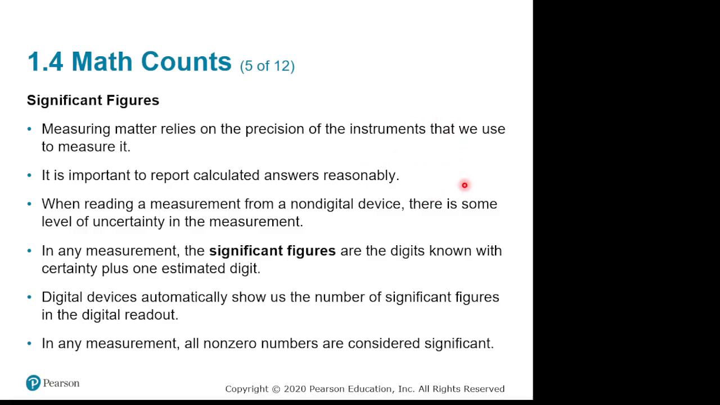So it's important to report calculated answers reasonably. If I report, I think I have $1,000 in my account. Should I spend $1,000? Should I even get close to that? No, I'm probably going to go over if I do, right? I could have $800. But if I say I have $1,125.73, I can spend $1,125 and I still won't go over because I know all those digits.